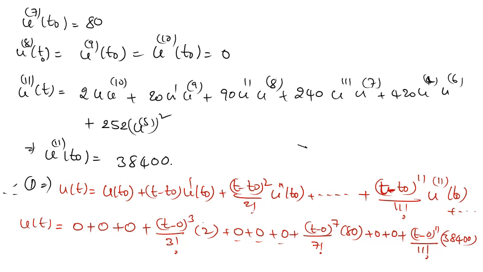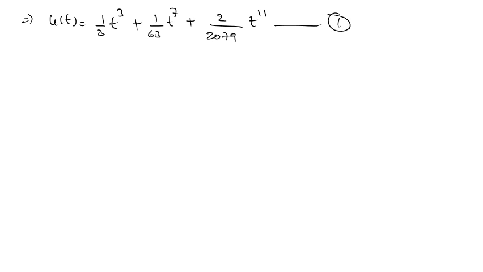Now how many non-zero terms are there? 1, 2, 3. So getting up to 3 non-zero terms, plus and so on. Non-zero terms are enough. Therefore, what is u of t up to 3 non-zero terms? After simplification, t cube by 3 plus t power 7 by 63 plus 2 by 2079 t power 11. This is the expansion. This is 2.